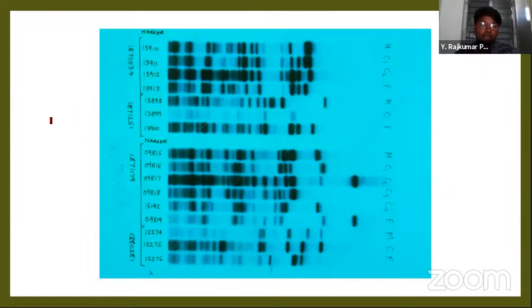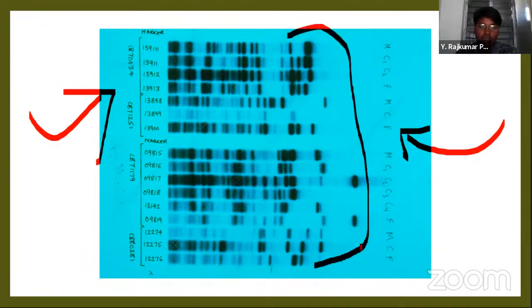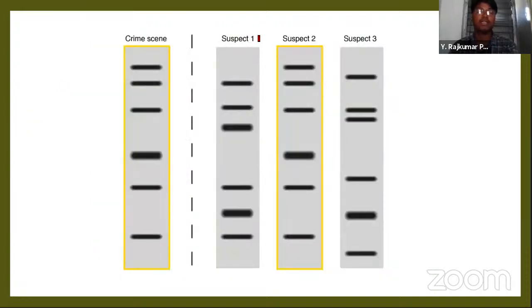Let's see an original DNA fingerprint which is taken under investigation. Here you can see it is really hard to know who is the person who committed the crime, who is the criminal and who is not. But if we simplify this DNA fingerprint, it looks like this. See in the next slide, it looks like this.